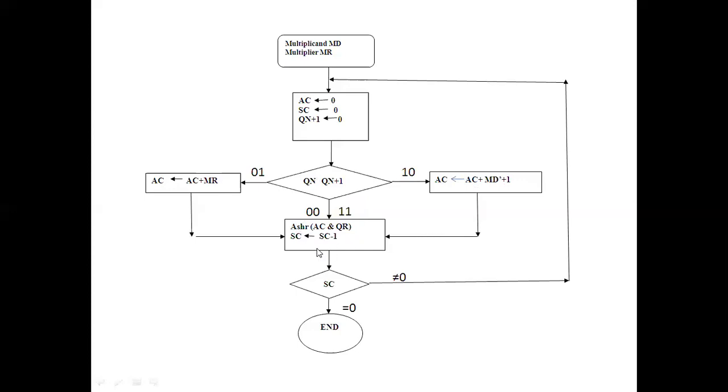So this is the way we continue the process, and at last we check whether the value of SC is 0 or not. If the value is not equal to 0, then we repeat from the initial step, and if it is 0, then we end the procedure. Okay, so this is the basic flowchart of the Booth algorithm. So let us solve a problem by using the Booth algorithm based on this flowchart.